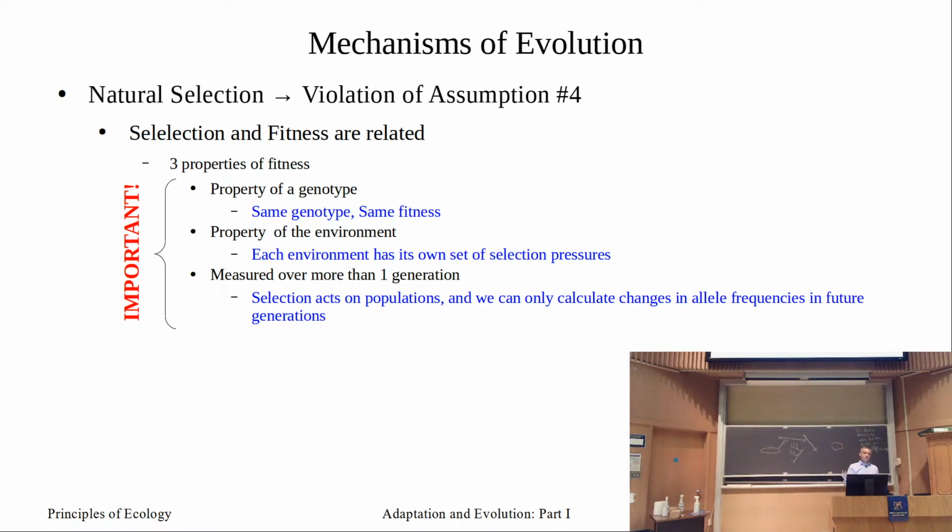So there's three properties of fitness. These are hugely important. You're going to need to know it. You're going to be tested on it repeatedly. I can almost guarantee you that this will be on the final exam. Three properties of fitness. It's a property of the genotype, meaning same genotype, same fitness. Property of the environment. If you change the environment, our fitnesses change, even if the genotypes don't. And lastly, we can only measure fitness by looking at more than one generation.